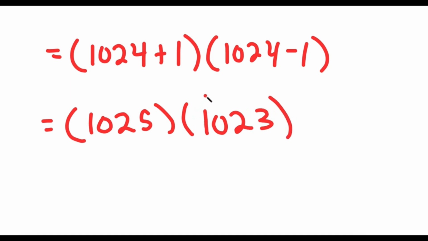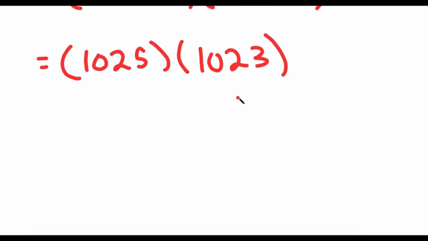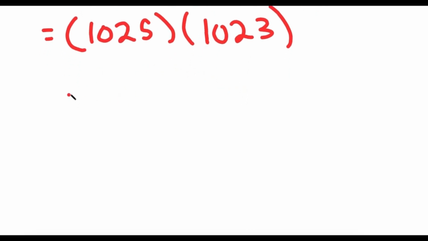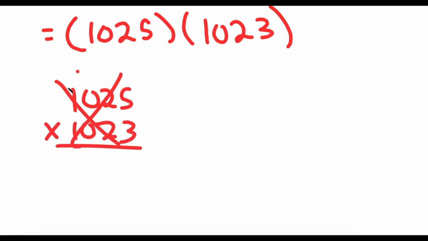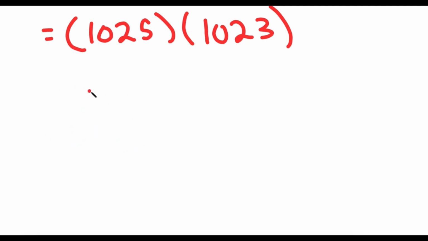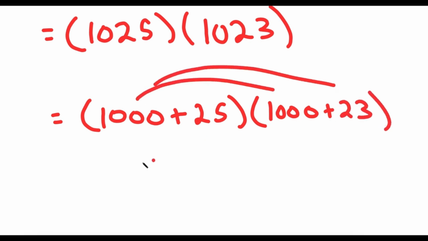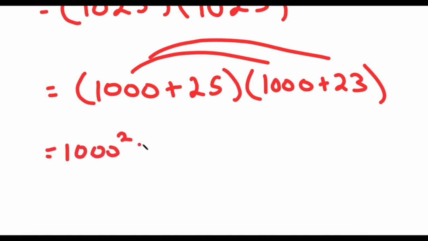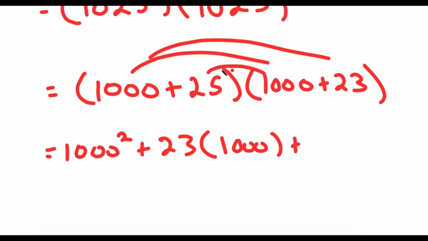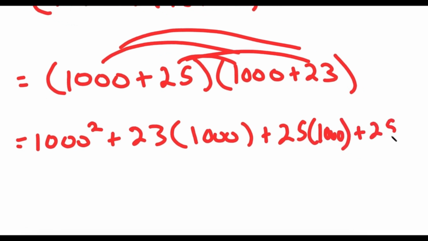So now I have 1025 times 1023, and to multiply these two, I'm not just going to do it using the basic multiplication method because this takes way too long. Instead, I'm going to rewrite this as 1000 plus 25 times 1000 plus 23, and now I can distribute my 1000. So I get 1,000 squared plus 23 times 1,000. And now I can distribute 25, so I get 25 times 1,000 plus 25 times 23.